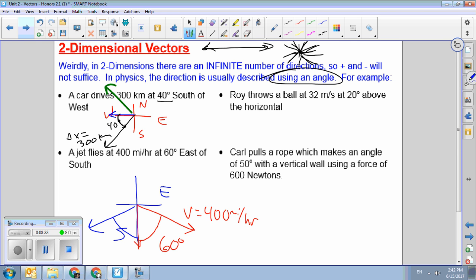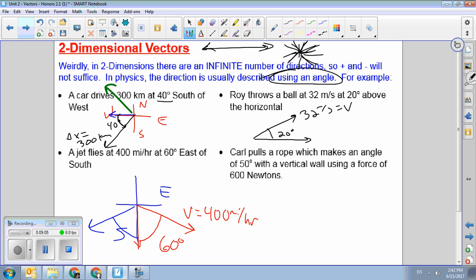All right, so usually, though, our directions are not going to take place on a compass. It'll just be about throwing a ball. And so basically, you can throw a ball up, which we'll describe as above the horizontal, or down, which we'll describe as below the horizontal. So here, he's throwing it at 32 meters a second at 20 degrees above the horizontal. So the idea is, here's horizontal, and he's going to throw it at 10, 20 degrees above the horizontal. 32 meters a second equals V. Okay.